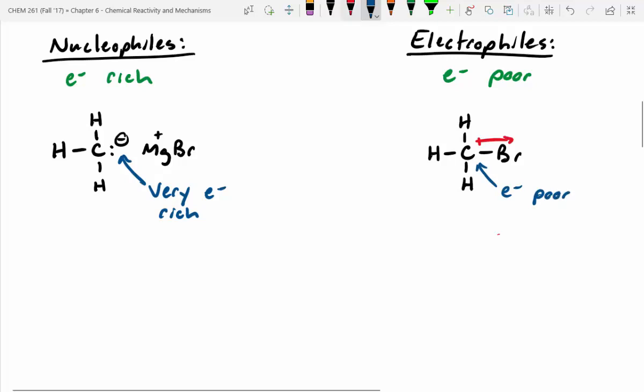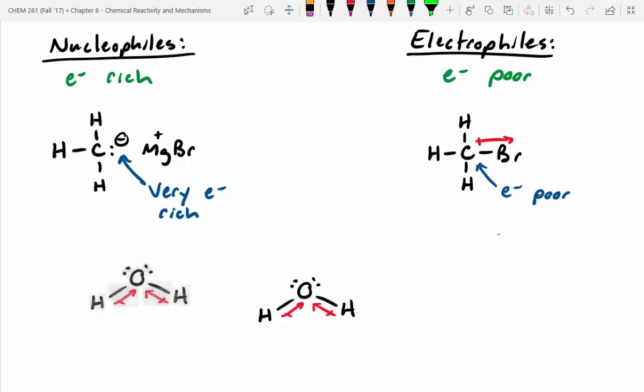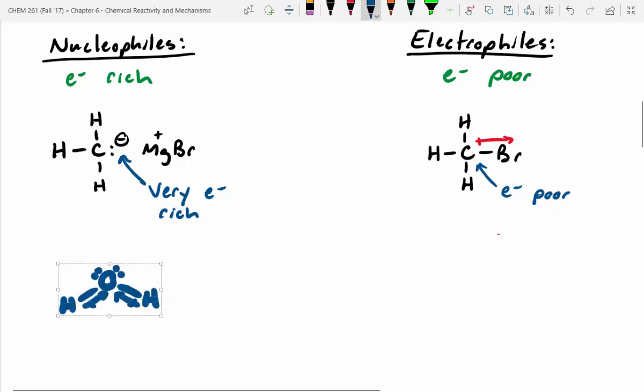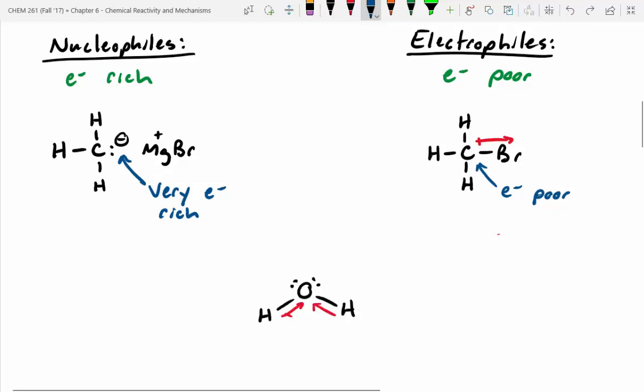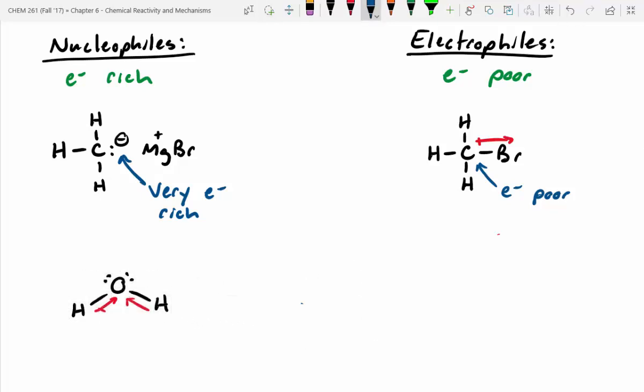All right, let's try another one. Let's think about water. Is the oxygen going to be a nucleophile or electrophile? Nucleophile, right? Because in this case, it's actually pulling electron density away from those hydrogens, so it's got an abundance of electron density on that oxygen. So this would be a really good nucleophile. Okay, so this is electron rich.